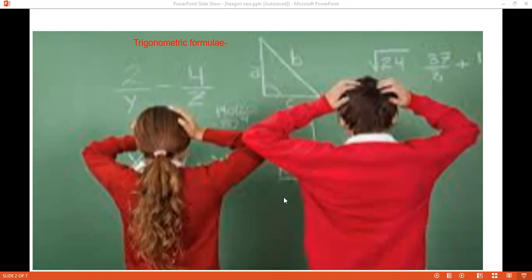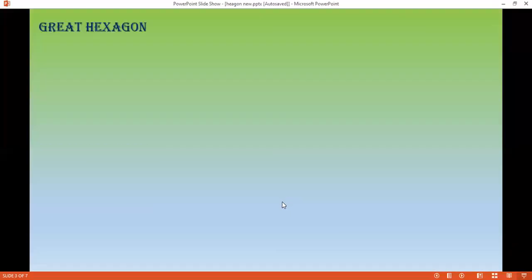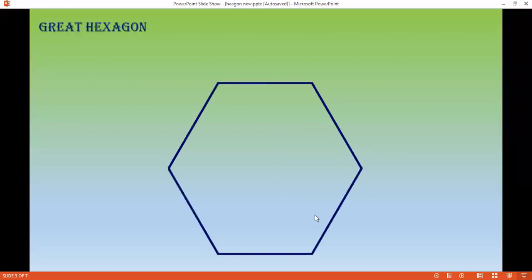This problem is going to be solved by our great hexagon. What is a hexagon? A hexagon is a six-sided figure, right? It has one, two, three, four, five, and six vertices. And if you draw the diagonals like this for this hexagon, and then you mark one at the center. What is the use of this one is a suspense. We will observe later.